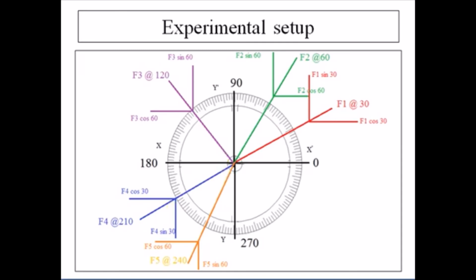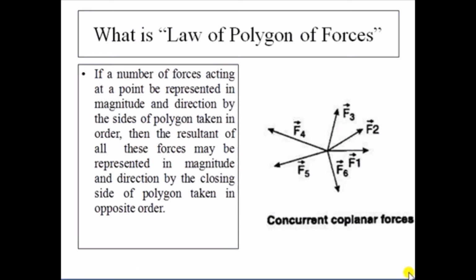Now I would like to take you to the definition of the law of polygon of forces once again to understand this graphical representation. See this. If a number of forces acting at a point be represented in magnitude and direction, so now we know the magnitude of all the forces for our experiment. F1, F2, F3, F4, F5 are known to us, and the direction of all the forces is also known to us by the sides of the polygon. Now we have tried to make a polygon by continuously adding force one after the other. Then the resultant of all these forces may be represented in magnitude and direction by the closing side of the polygon taken in the opposite order.